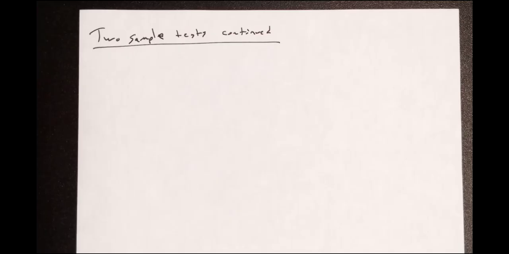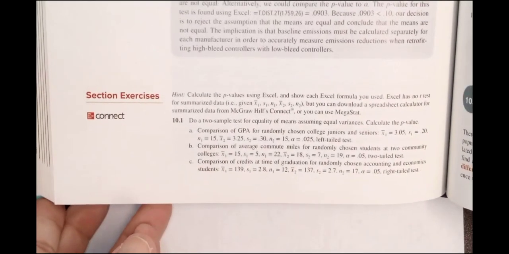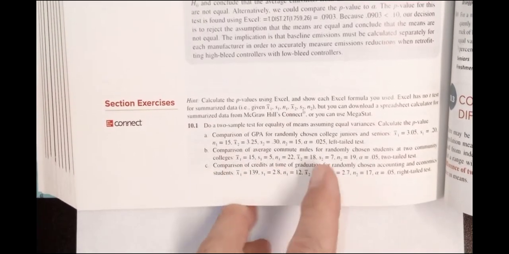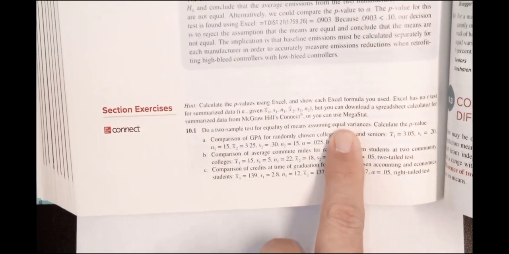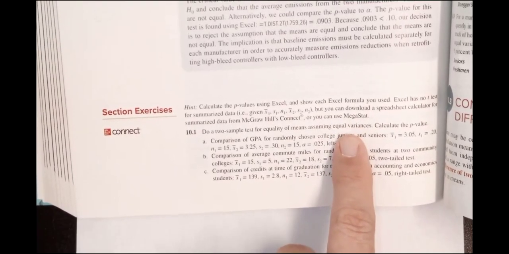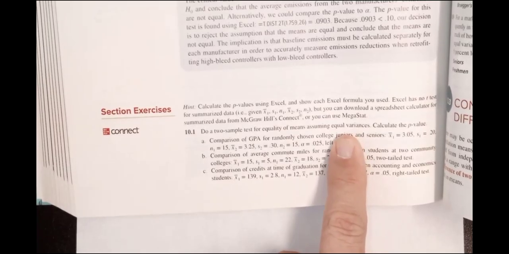And I can do something like the following. Page 374, we're given some summary statistics. Do a two-sample test for equality of means, assuming equal variances. That phrase right there, that's what tells me I can do a pooled variance.